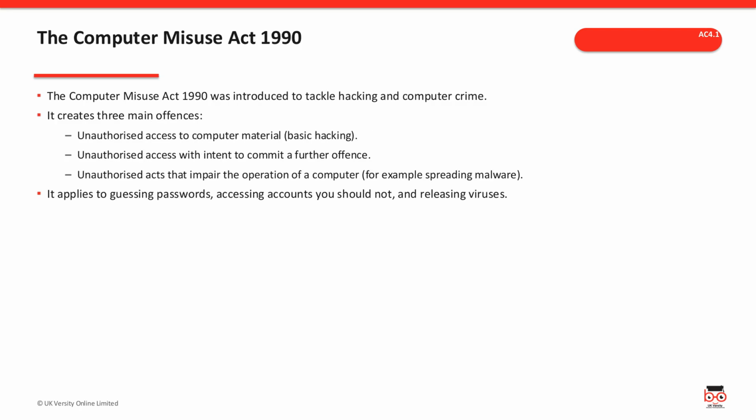Let's turn to the Computer Misuse Act 1990, which was brought in specifically to tackle hacking and computer crime. It creates three main offences: unauthorised access to computer material, which is basic hacking; unauthorised access with intent to commit a further offence; and unauthorised acts that impair how a computer works, such as spreading malware. In practice, it covers guessing someone's password, getting into accounts you shouldn't, and releasing viruses. It draws a firm line. Access has to be authorised, full stop.